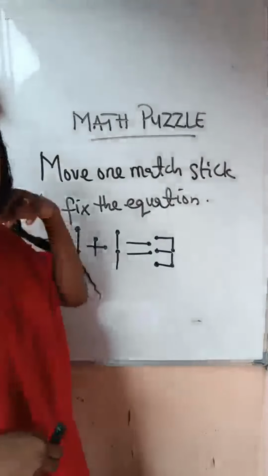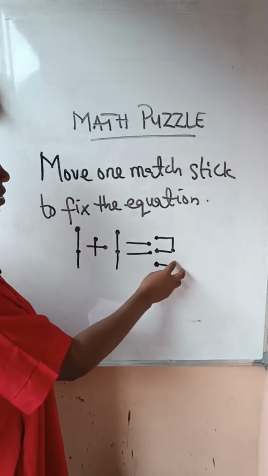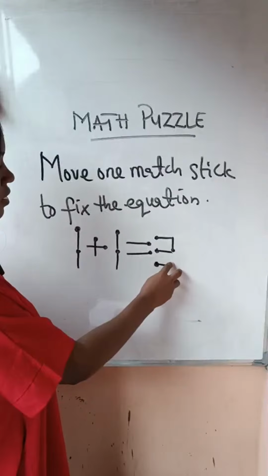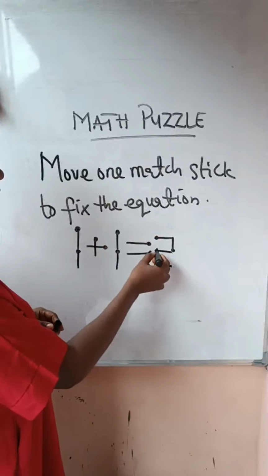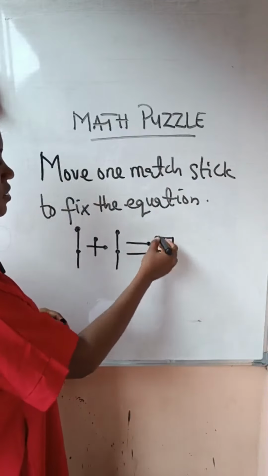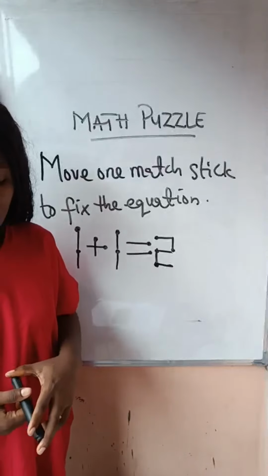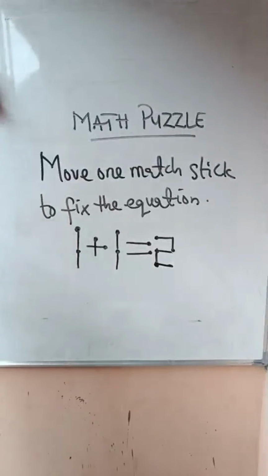So the answer is simple. Remove this matchstick from here, all right? And move it to this place. And your answer becomes 1 plus 1 equals 2. That's simple, right? Now another question.